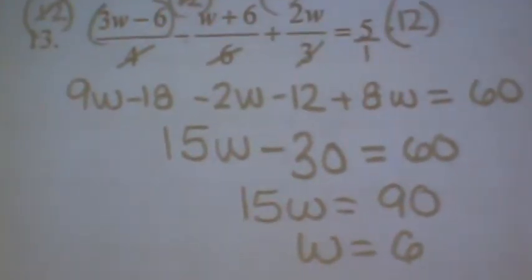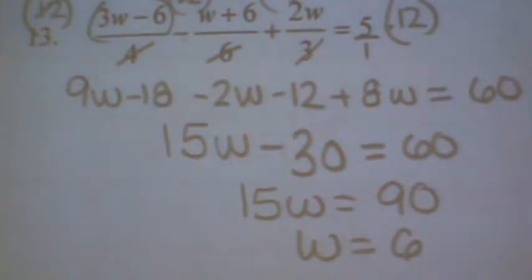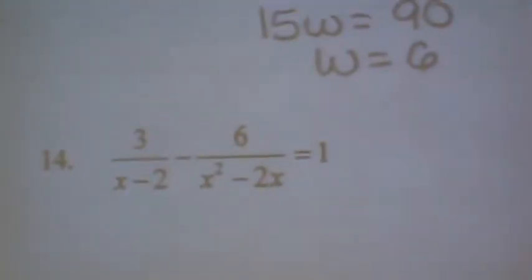Anyone not understand that? Okay, so w is 6. Number 14, what should I first do before I solve it? I'm gonna change this, I do this a lot. Make that negative 6. Factor x out.